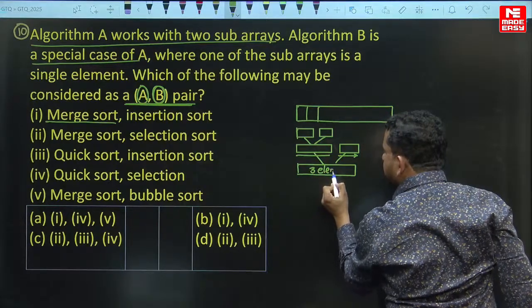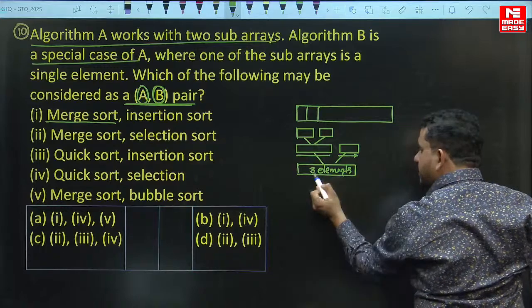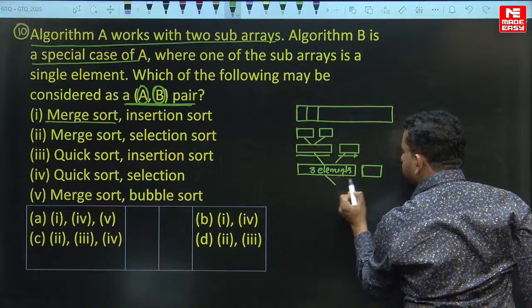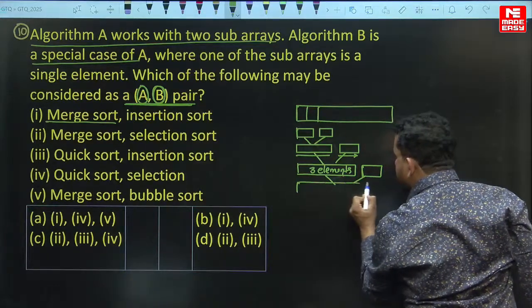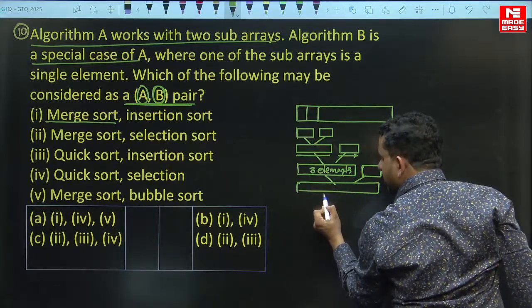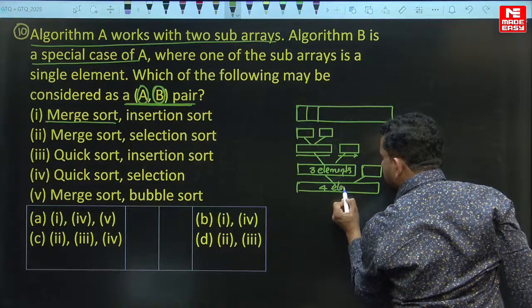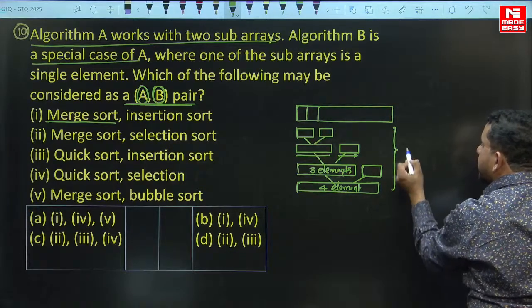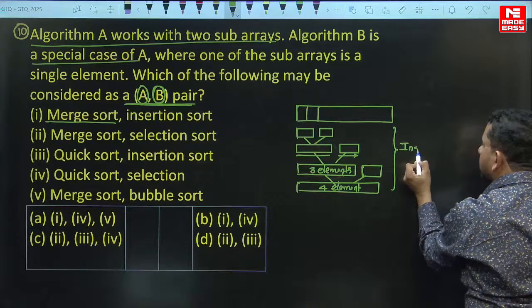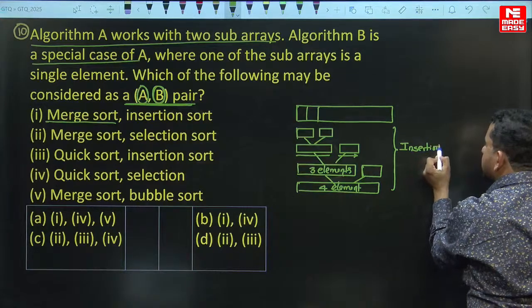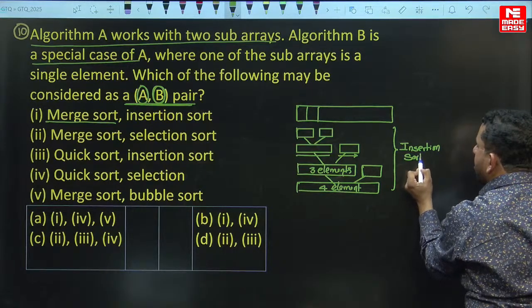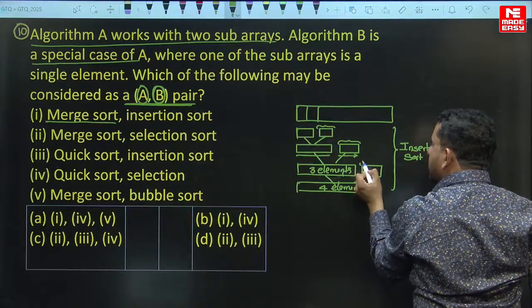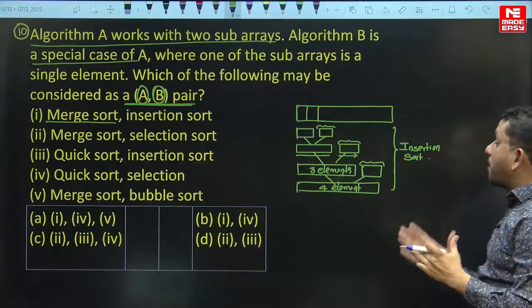Sorted array of 3 elements in one subproblem and 1 element in the other subproblem. If you merge, it becomes a sorted array of 4 elements. If you observe, this scenario is insertion sort, where the second subproblem is always 1 element. In other words, it is not optimal merging.